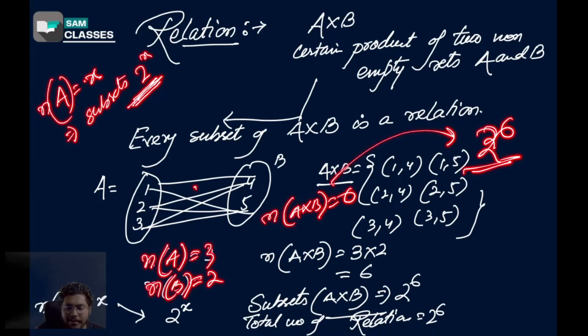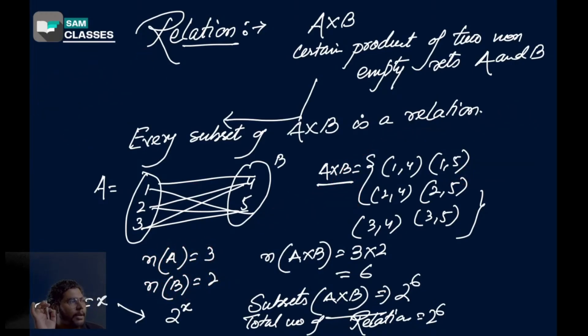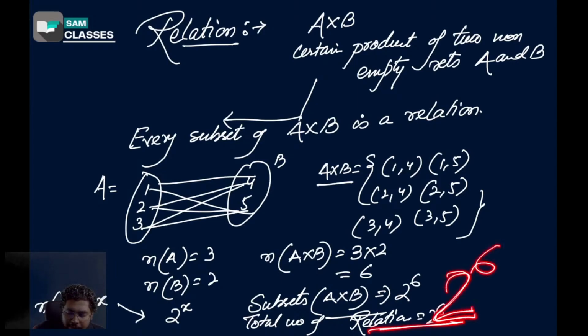The subsets will be 2 power 6, because that number of elements is the exponent of 2. Everybody remembers? So the total number of relations will be nothing but 2 power 6. Everybody got it?